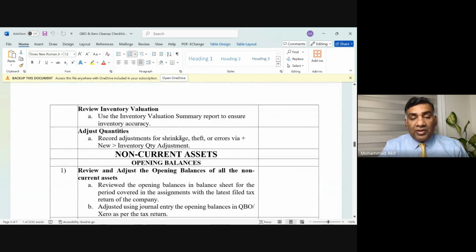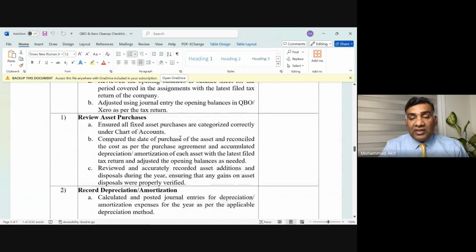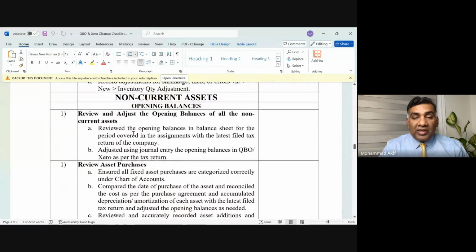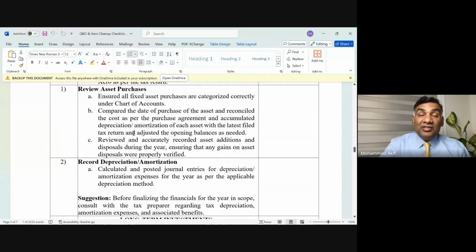Again, inventory, I've already touched on it. Opening balance of, let's say, this is assets. We gotta look at the asset purchases. Were they recorded? Look at depreciation. Was that recorded or not? If something was sold, was that also recorded or not?